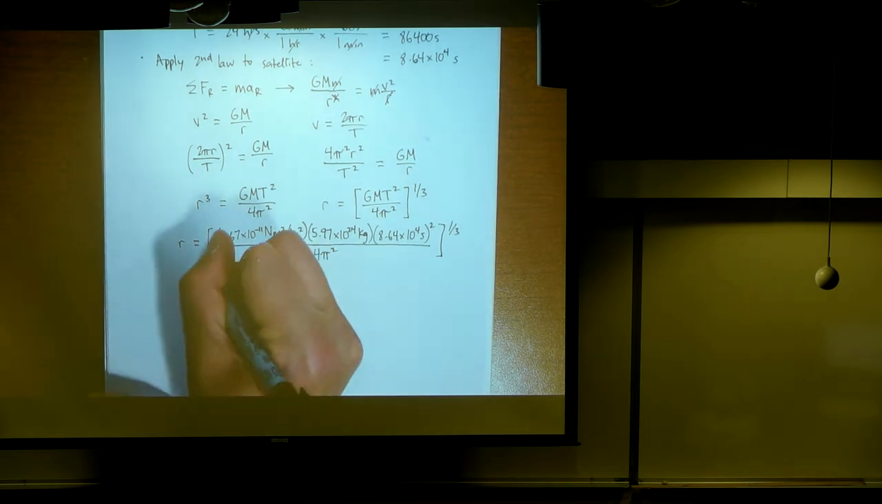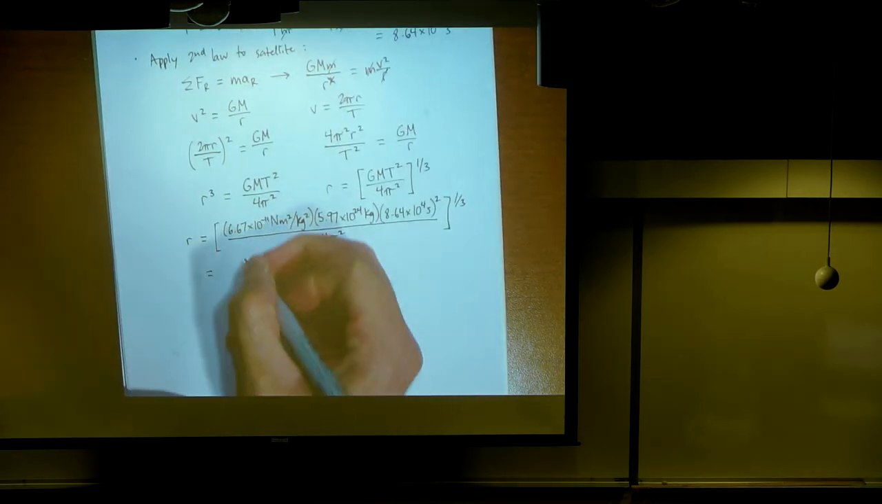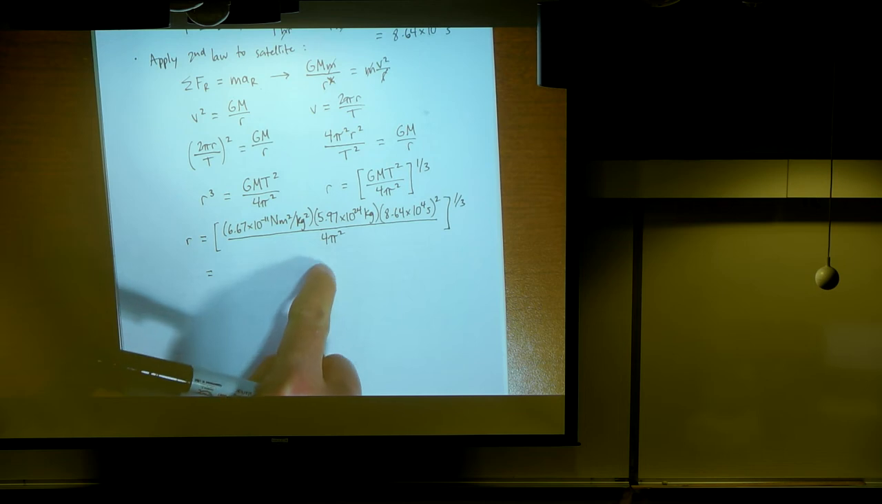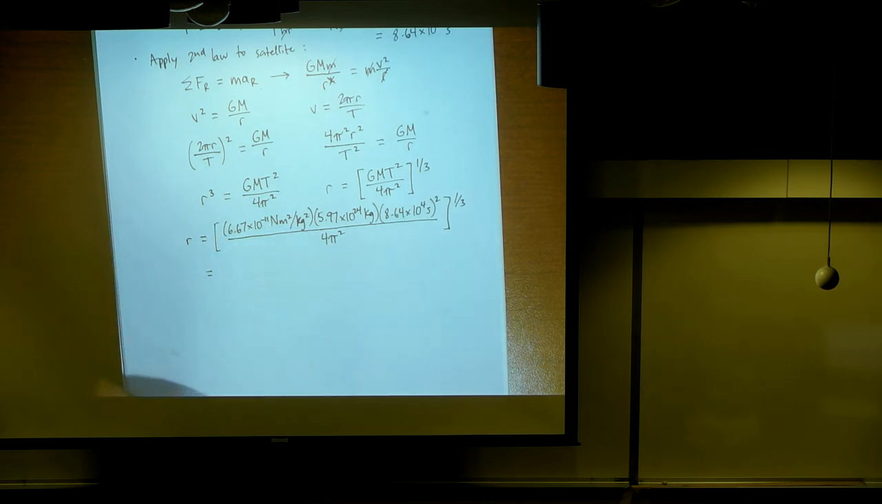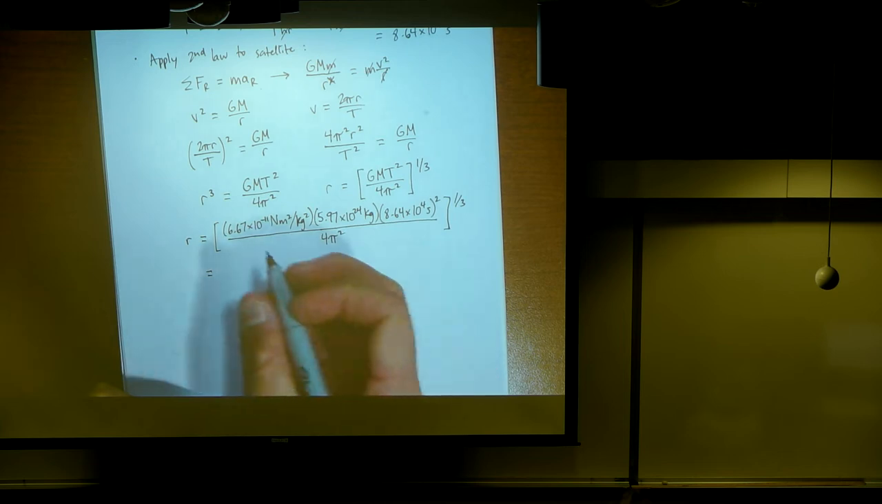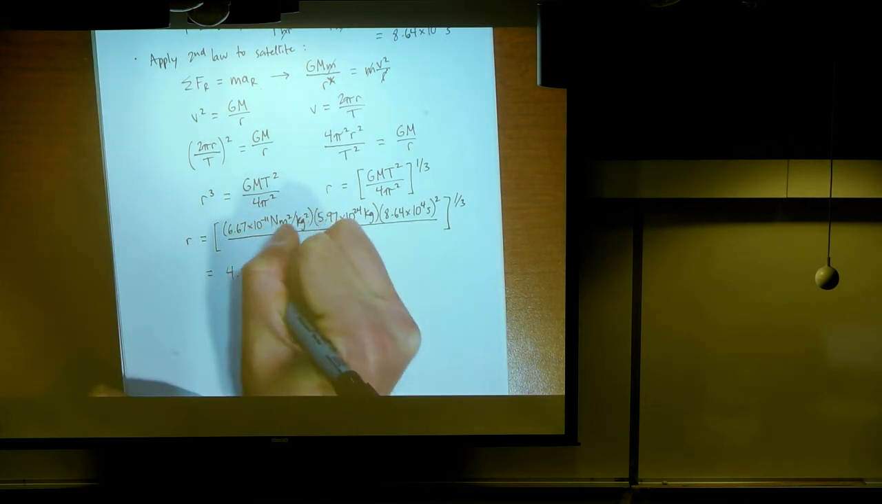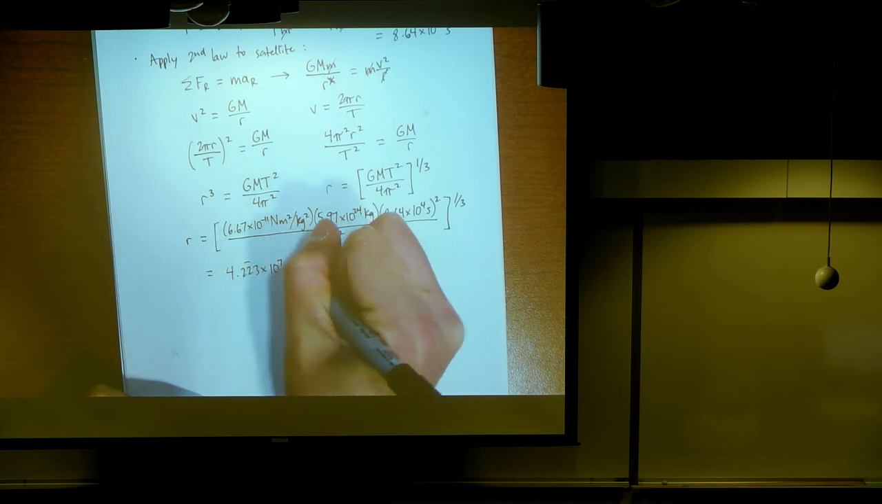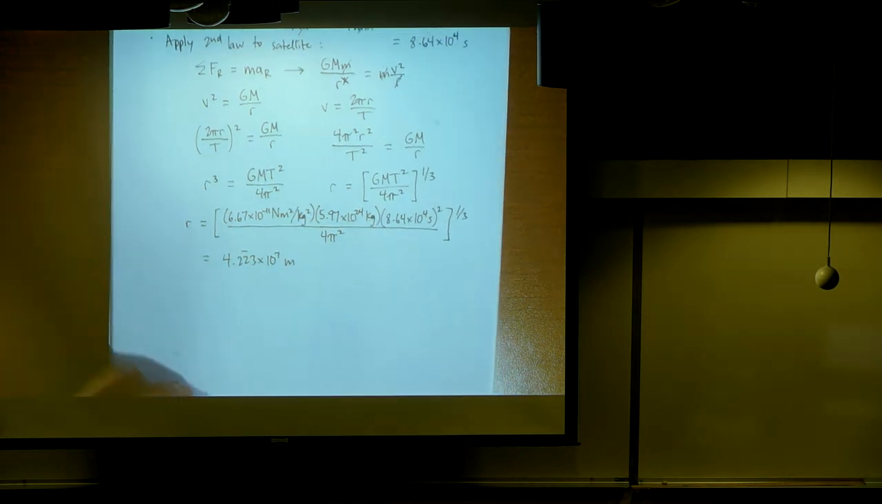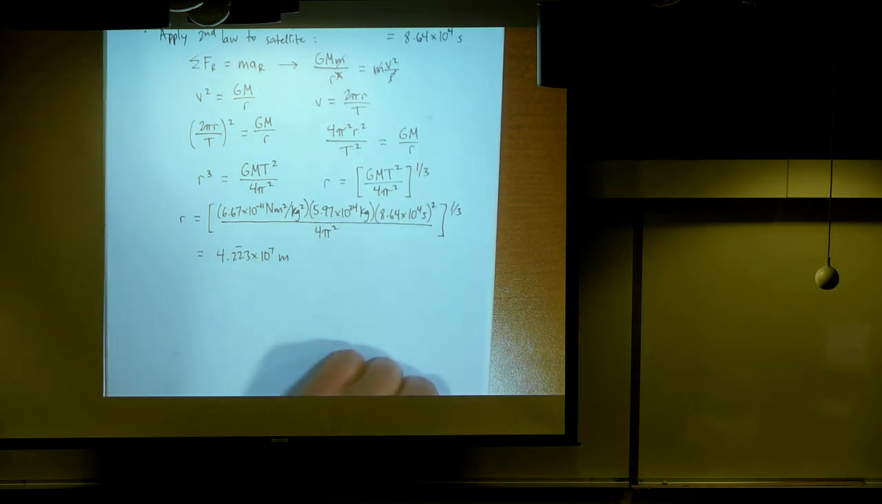And here's what you get. So this is going to come out in meters. Everything we plugged in has SI units, so the resulting r distance is going to have meters as the unit. So we have 4.223 times 10 to the 7 meters. You can verify that, okay?